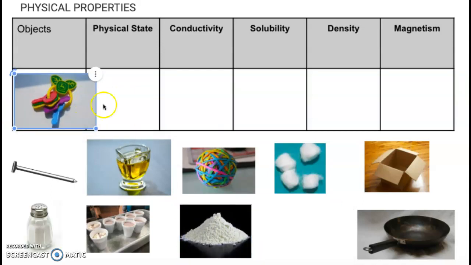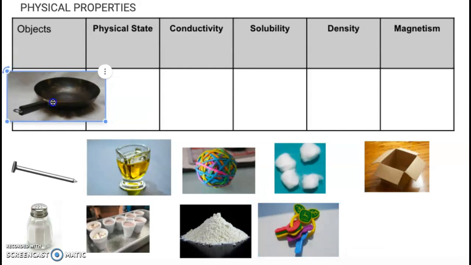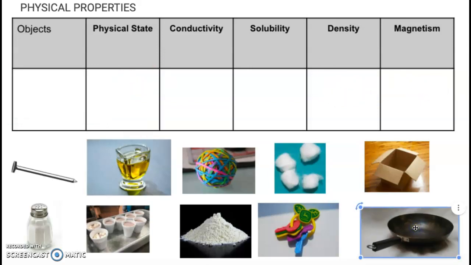Plastic is solid. It is an insulator. It does not dissolve in water. It is probably less dense than water, and it's non-magnetic. It does not stick to a magnet. The handle of the pen. Let's talk about the handle. It's solid. It is an insulator. That's why it's on the handle. It does not dissolve with water. It is probably less dense than water, and it's non-magnetic. All right. Good luck in your presentation.